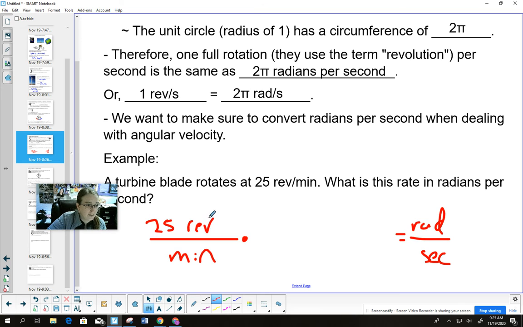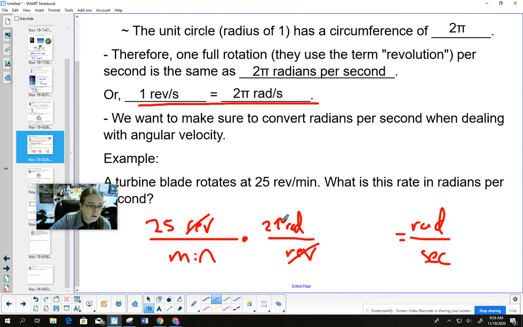So I'm going to start by getting rid of the revolutions. If I want radians on top, I need to multiply with radians on top, because that's what I want on top. Therefore, revolutions will go on bottom, because that's what I want to cancel. Go very slow when you're doing this. We haven't done a ton of more difficult conversions like this. We know, based on the statement up here, that 2 pi radians equals 1 revolution. So that takes care of getting rid of my revs, and now I have radians on top.